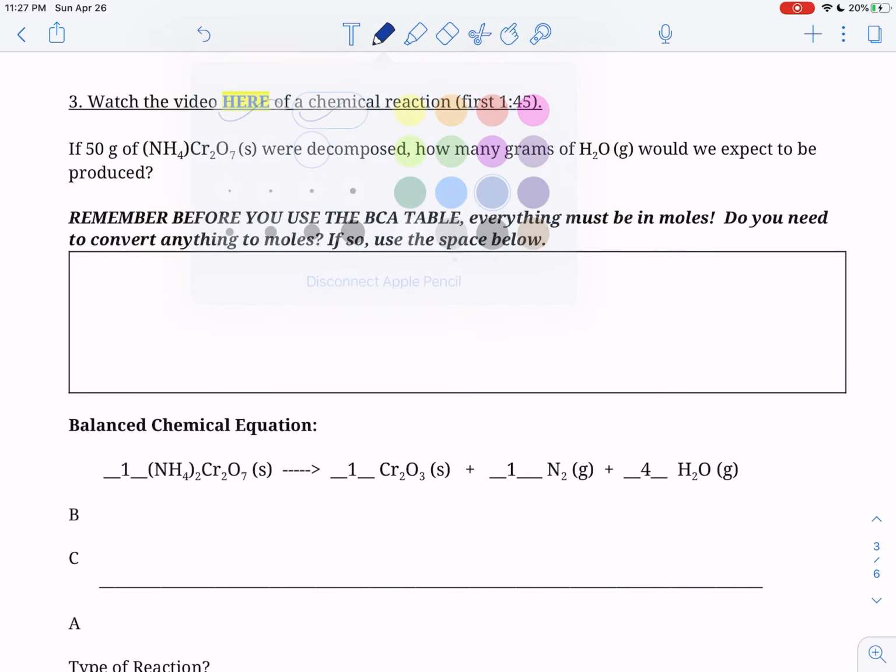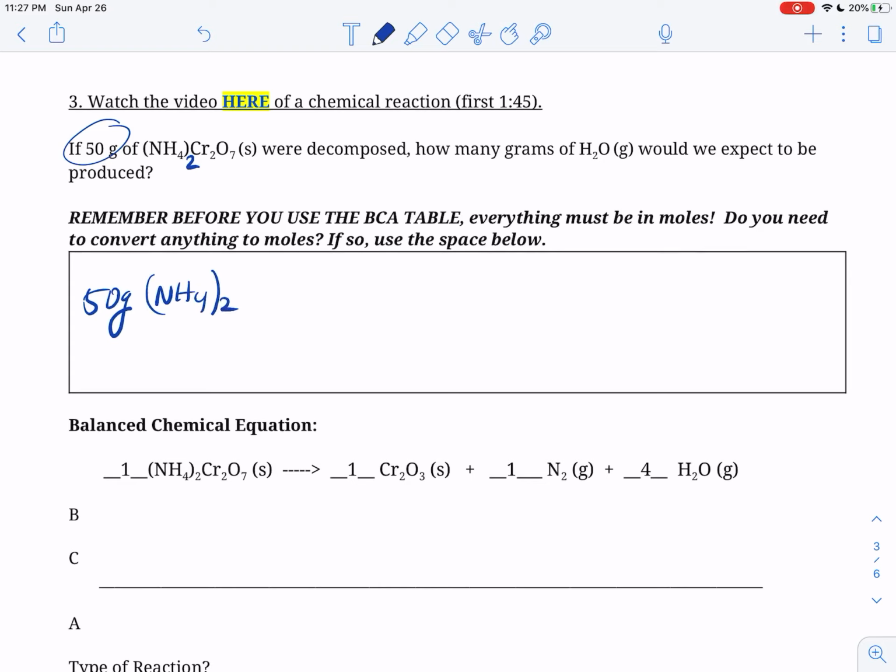Okay, so here we go. Number 3. If 50 grams of NH4, oh shoot, forgot the 2Cr2O7 were decomposed, how many grams of H2O gas would we expect to be produced? Okay, so before we use the BCA table, we have to put everything into moles. So I see my given is 50 grams of this very horrible looking, holy moly, okay, that.